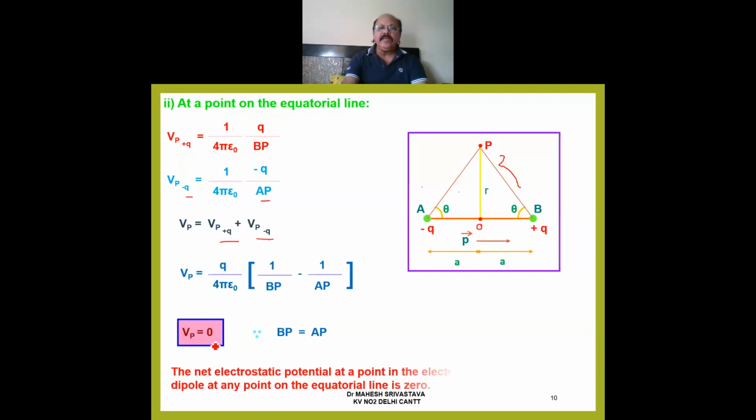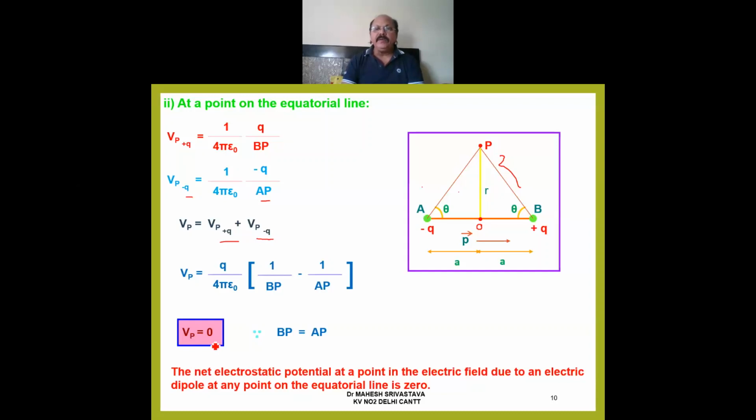So these two derivations I just told you that if it is specified in your exam, you find out the electric potential at a point on axial line or an equatorial line of an electric dipole, then you can perform from here, and it is easy also rather than the previous derivation. But if they asked find out the electric potential at a point due to an electric dipole, then you have to perform the first derivation. So from here, what you are getting, net electrostatic potential at a point in the electric field due to an electric dipole at any point on the equatorial line is 0.